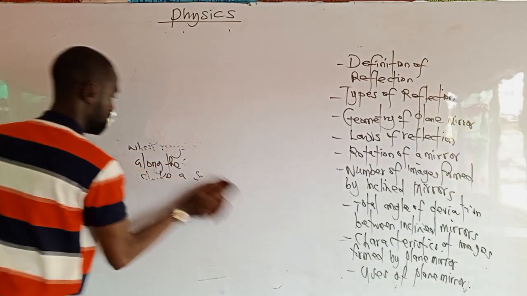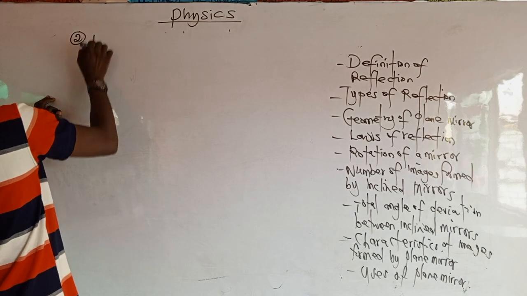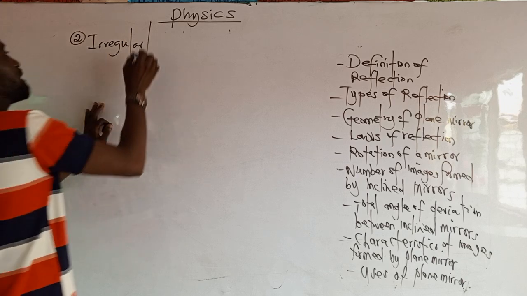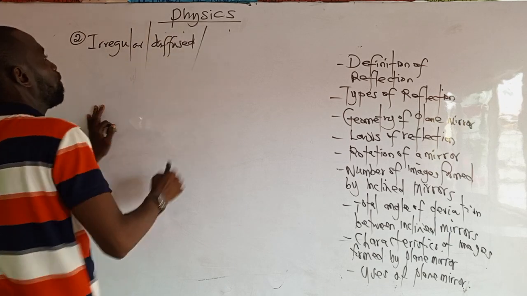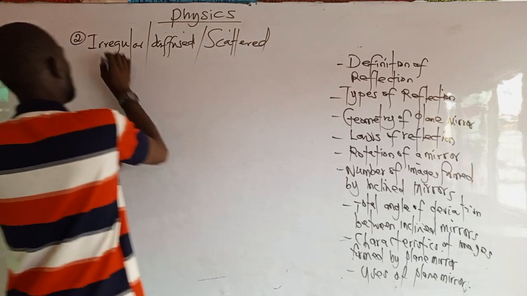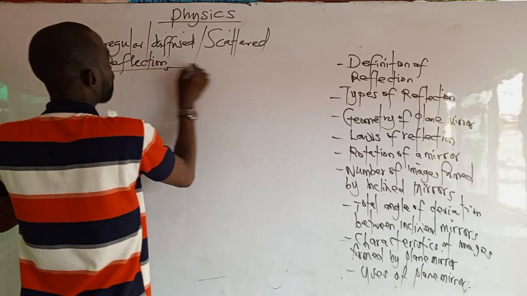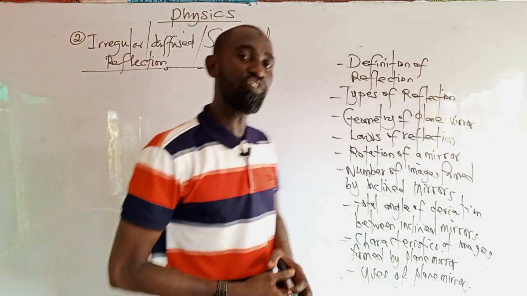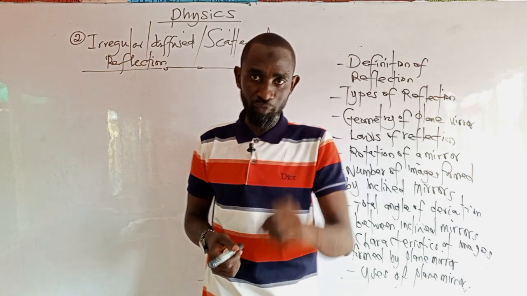Irregular reflection. So we have this number 2. Irregular reflection. We call it irregular, or we call it diffused, or we call it scattered reflection. So this occurs when rays of light are reflected along different directions when they strike a rough surface.